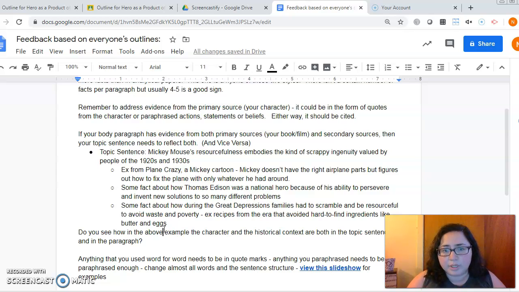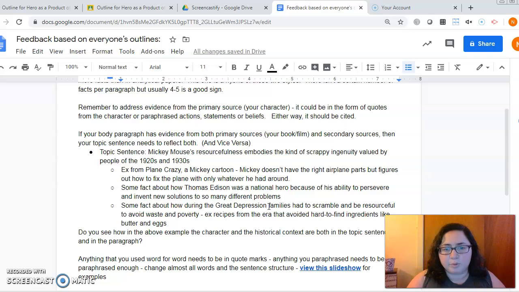And then my subtopics and sub-pieces of evidence would be an example from a Mickey cartoon, like Plane Crazy, and then I summarize the information. Mickey doesn't have the right airplane parts, but figures out how to fix the plane with only whatever he had around. And then some facts about Thomas Edison, who is a national hero because of his ability to persevere and invent new solutions to so many problems. And I would give some specifics related to that. And then some fact about how during the Great Depression, families had to scramble and be resourceful to avoid waste and poverty.